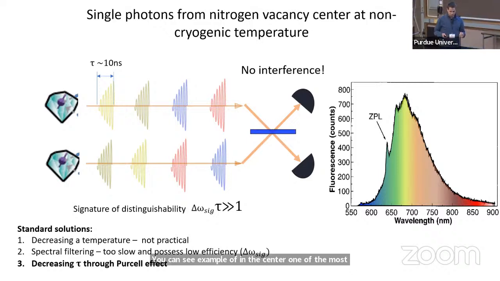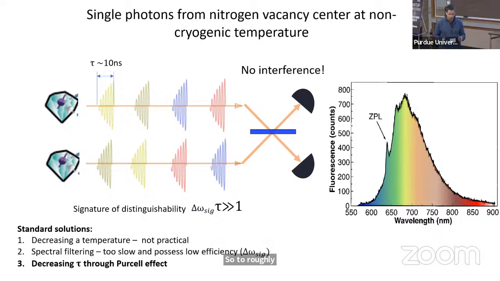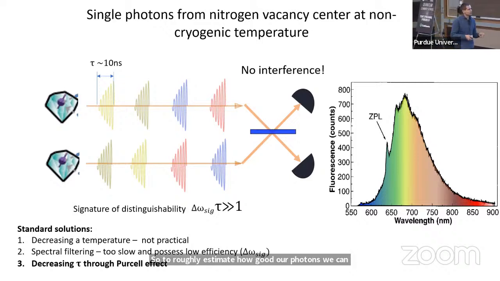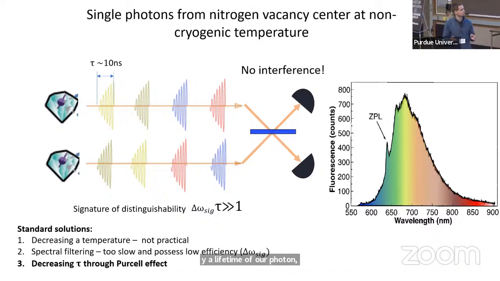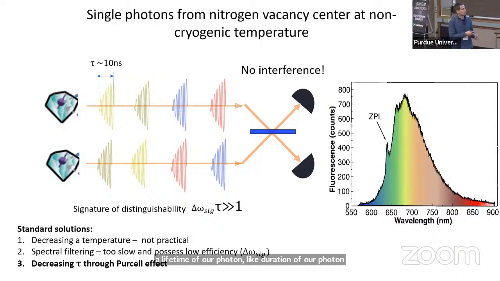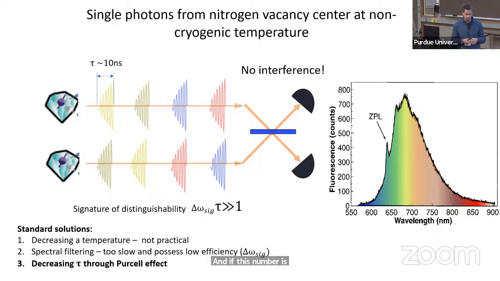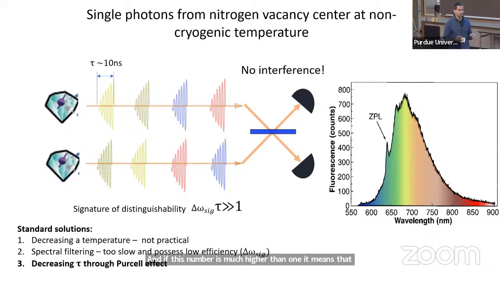To roughly estimate how good our photons are, we can measure the bandwidth of our spectrum and multiply it by the lifetime of our photon, like the duration of our photon. If this number is much higher than 1, it means that it's far beyond the Fourier transform limit. It means that most likely our photons are not indistinguishable. And this number is even more than 1,000, so it's very hard to make it work at room temperature. There are several solutions to this problem.